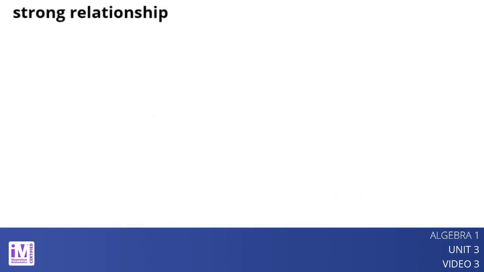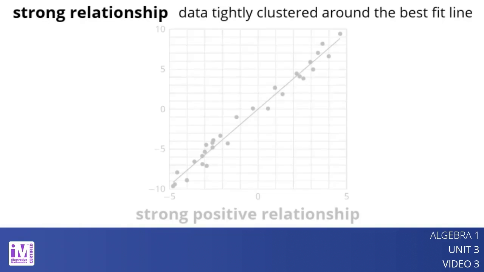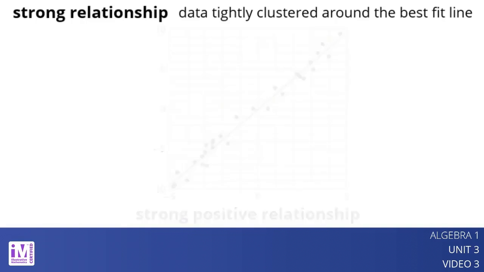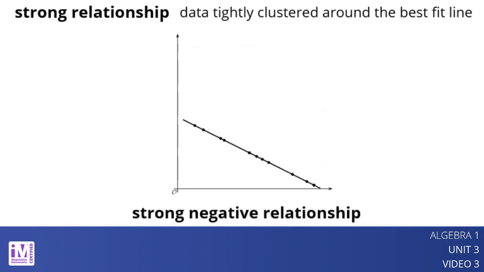We say there is a strong relationship when the data is tightly clustered around the best fit line. The graph shows a strong, positive relationship. This graph shows a strong negative relationship. The data are tightly clustered around the line, and an increase in one variable's data tends to be paired with a decrease in the other variable's data.